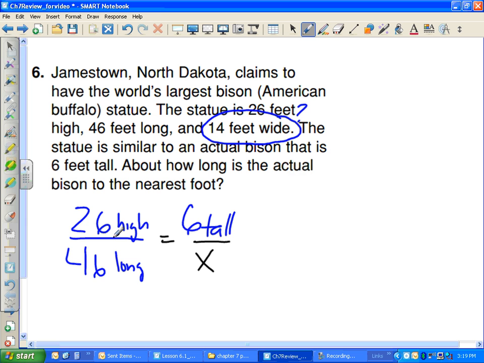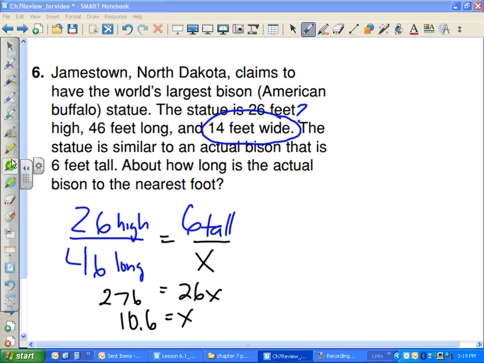I'm going to do 46 times 6 the long way. That's 276. And when you divide that by 26, you're going to get a nice little decimal, about 10.6, equals x. Now, let me actually do the math real quickly, because some of you were struggling with decimals earlier.